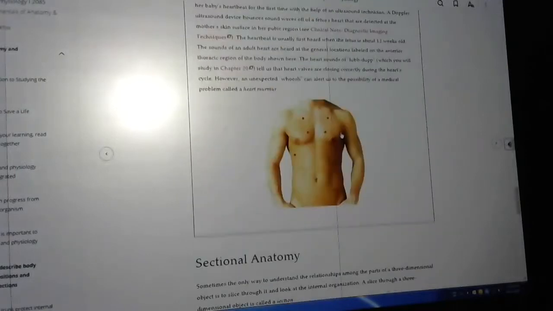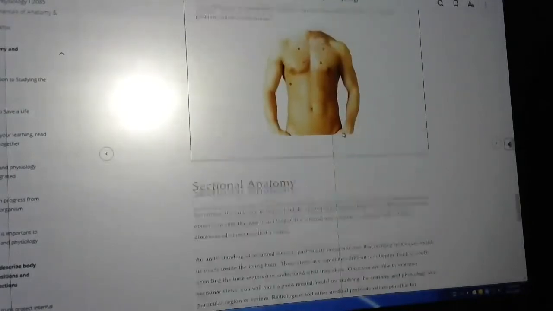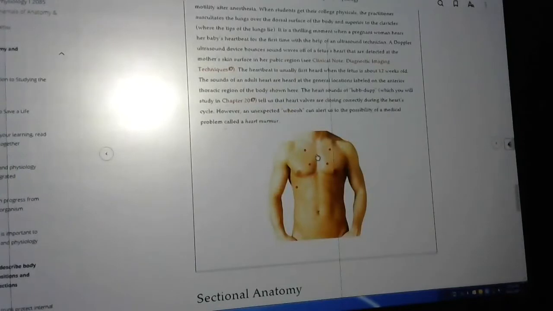This talks about auscultation, where we actually listen to areas. This is why superficial anatomy is important, so that you can find locations. Okay.